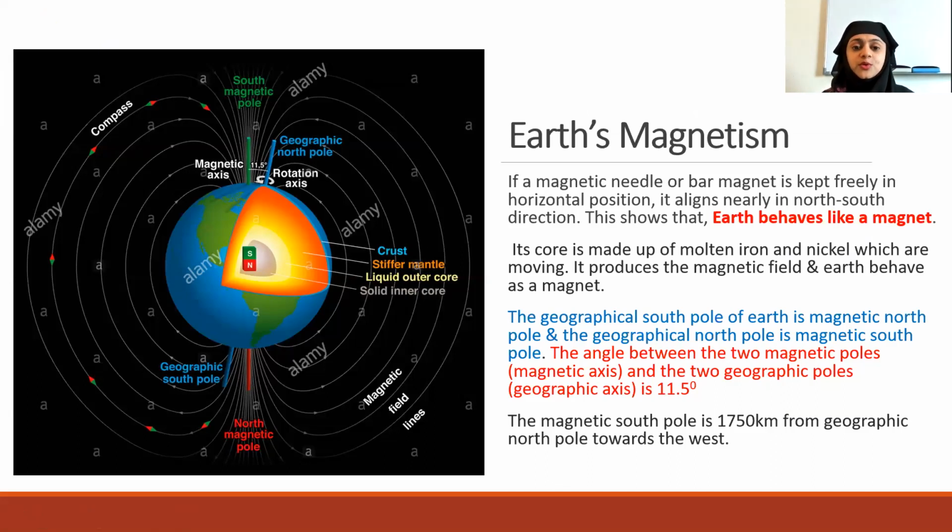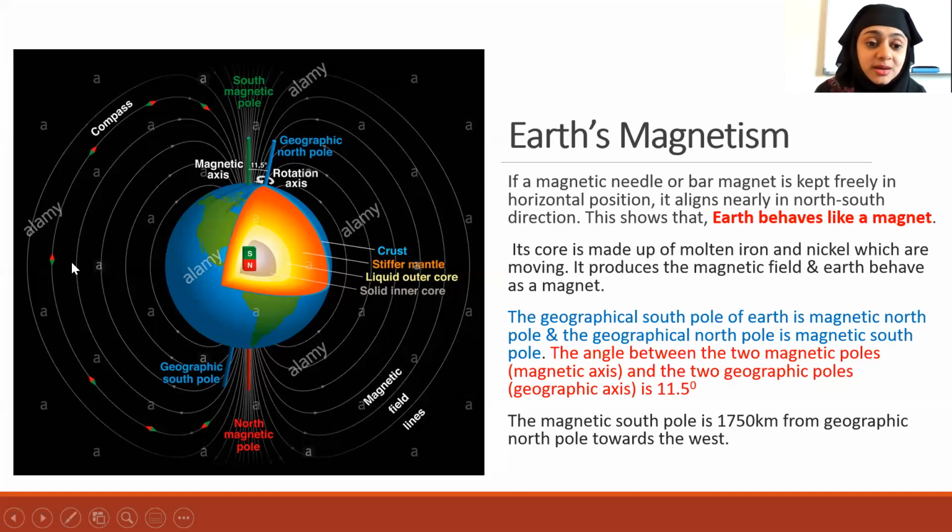I hope you know that if we have a bar magnet or a magnetic needle, and if you freely suspend that, then it will align itself in the north and south direction of Earth. This idea was used by navigators from very old days, and they used it to show the direction when they traveled. This is because the Earth itself behaves like a magnet.